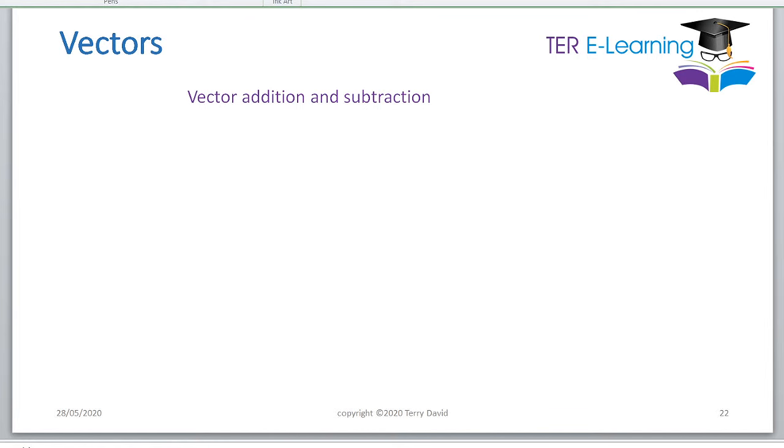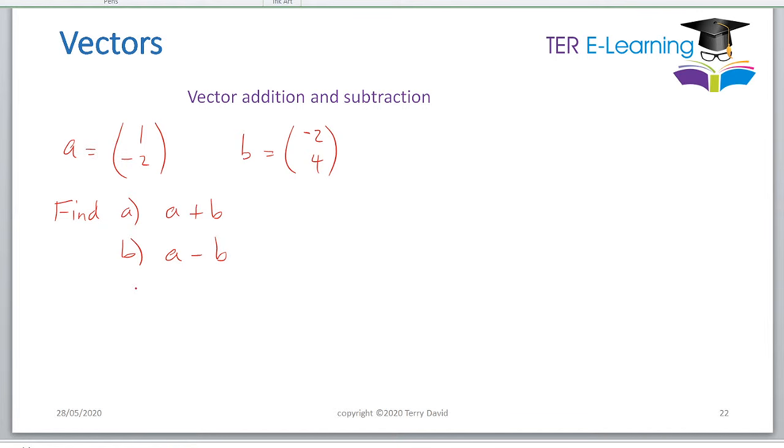Now, vectors can also be added. So let's say I have a vector A, and this vector is (1, -2), and I have a vector B, which is, let's say, (-2, 4), right? And if I ask you to find, now these are exam questions that you can be given. Find, let's say in part A, they want to find A plus B, and in part B, you want to find A minus B, right? Or even in part C, they can ask you to find A plus 2B. These are typical exam questions.